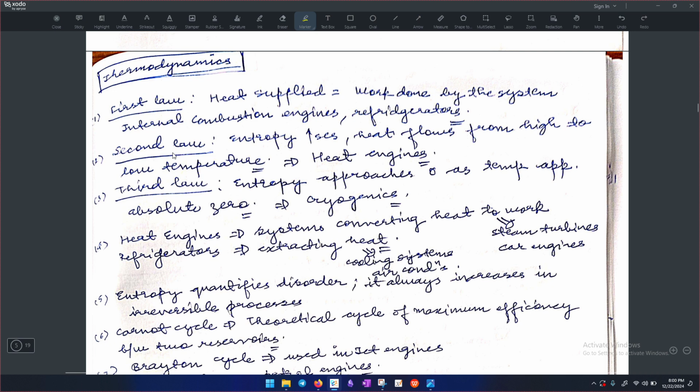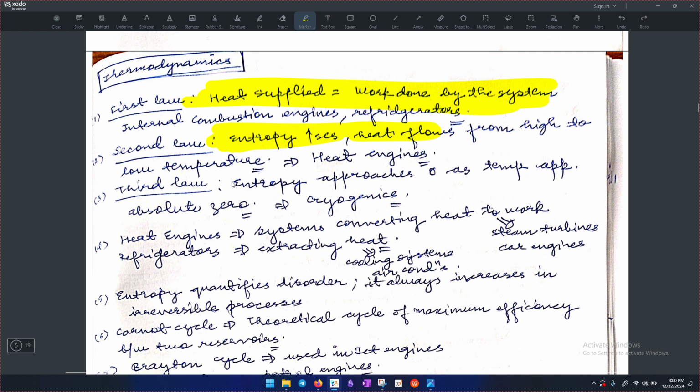Now thermodynamics. First law: heat supplied is equal to work done by the system. The more heat you supply, the more work is done. For example, internal combustion engines, refrigerators. Second law says that entropy increases. Heat flows from higher to lower temperature.